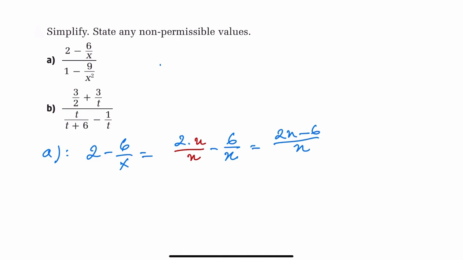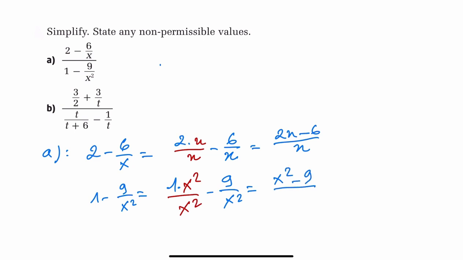Let's now work with the other part of the fraction. So 1 minus 9 over x squared is equal to 1 times x squared divided by x squared, minus 9 divided by x squared. So my common denominator is x squared, so that's why I'm multiplying by x squared. So this is equal to x squared minus 9 divided by x squared.